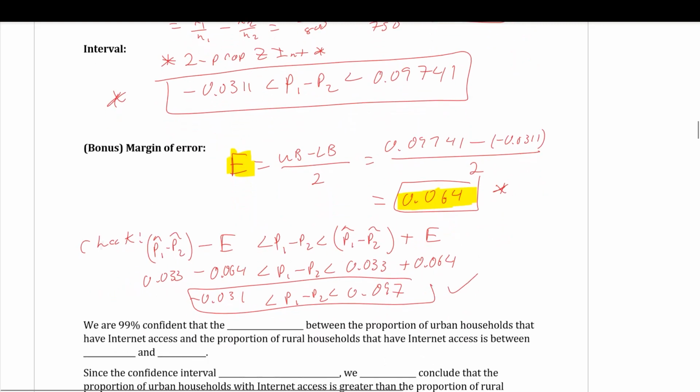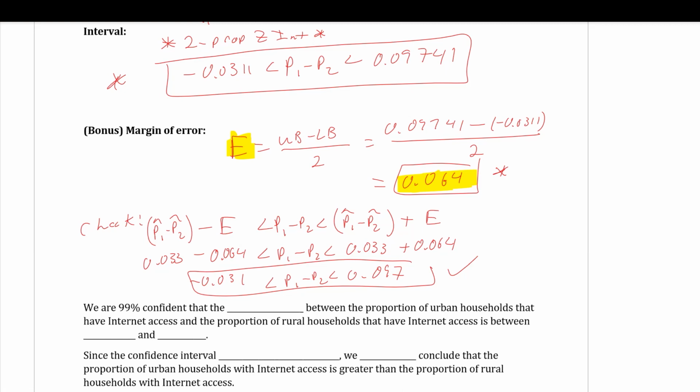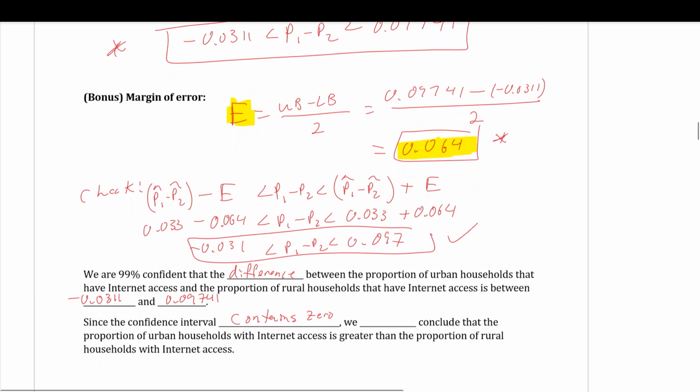So how do we interpret this interval? Well, we are 99% confident that the difference between the proportion of urban households that have internet access and the proportion of rural households that have internet access is somewhere between negative 0.0311 and 0.09741. Now, since the confidence interval contains 0, we cannot conclude that the proportion of urban households with internet access is greater than the proportion of rural households with internet access, because it wasn't significantly different from 0.